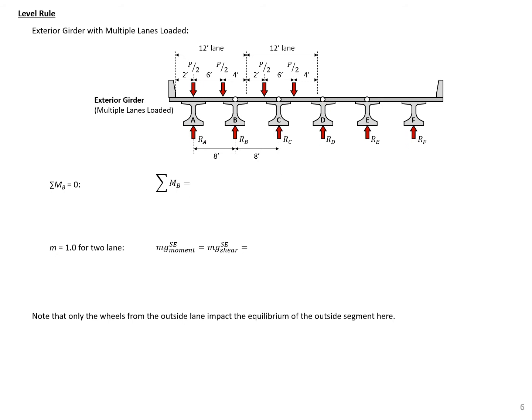Next, we can use the lever rule again for an exterior girder, but this time with multiple lanes being loaded. So here we have two 12-foot lanes, and we can have our truck wheel loads oriented the way that I'm showing. So as close to the left edge of this lane as possible, 2 feet. And again, here the truck as close to the left side of the lane as possible, 2 feet, and then a 6-foot spacing between the two adjacent lanes.